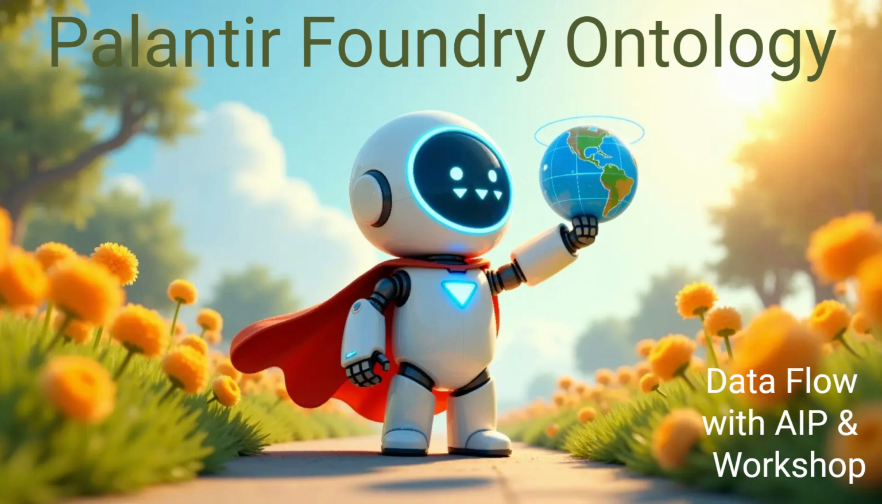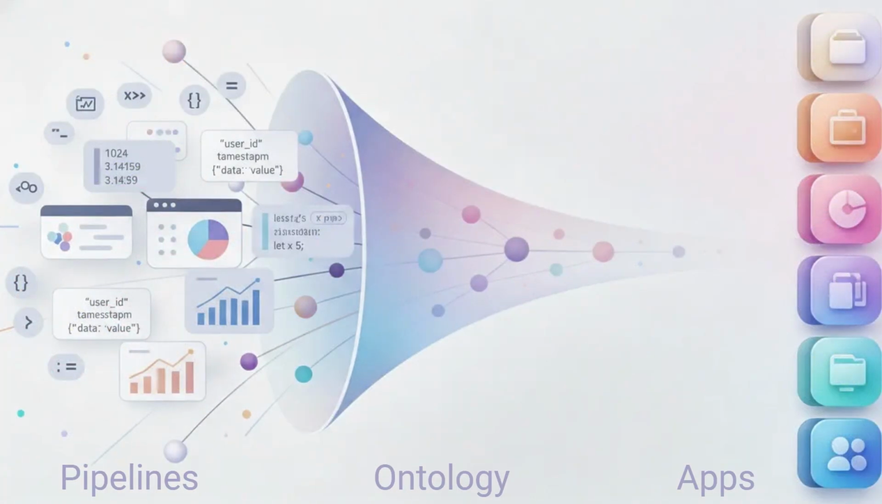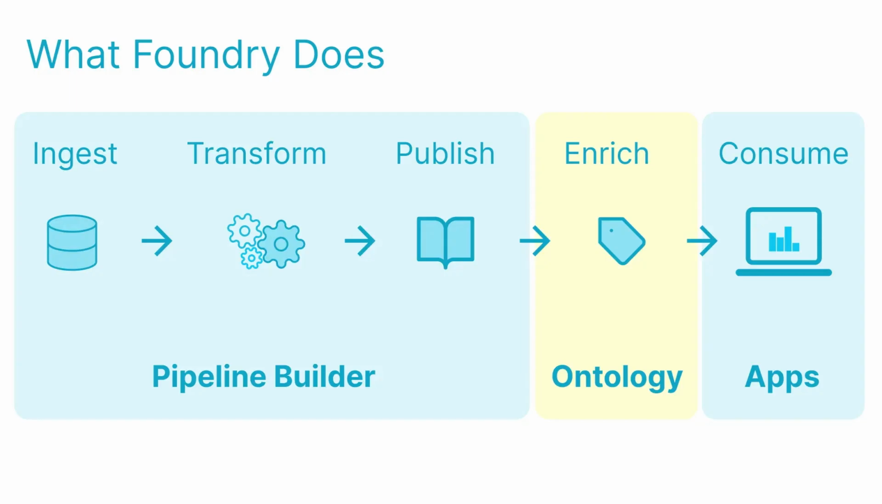The ontology is Foundry's kitchen, where raw data becomes usable business meals. This highly applied course reveals how the ontology links your golden data sets into a central network that powers everything else in Foundry. It's not taught in isolation. You'll see exactly how pipelines supply it and Workshop consumes it through practical case studies that connect all three platforms.